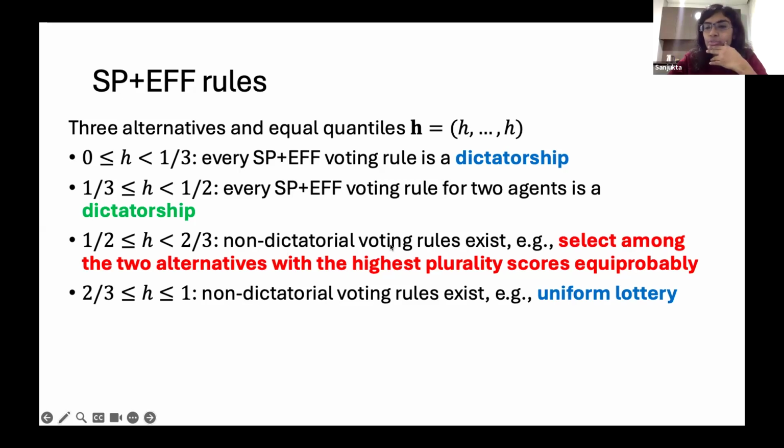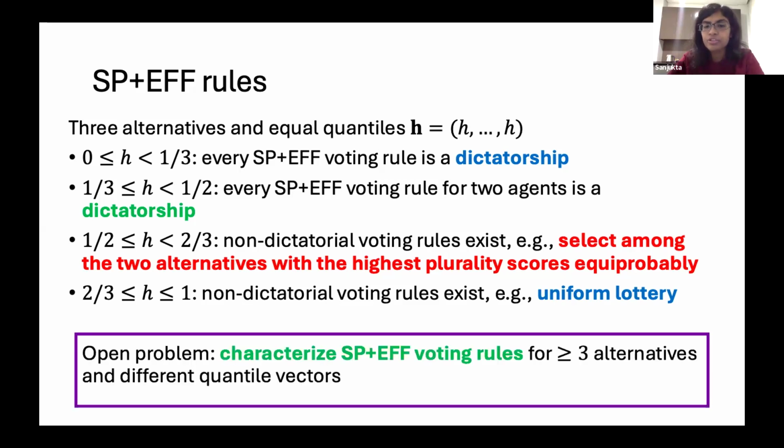One non-dictatorial rule would be to select the two alternatives with the highest plurality scores with equal probability, so we assign half to each of them. And if the quantile values are between 2/3 and 1, just take a uniform lottery. So when the agent quantile values are high, we are farther from the deterministic setup, and it is easier to construct voting rules which avoid the classical impossibility results.